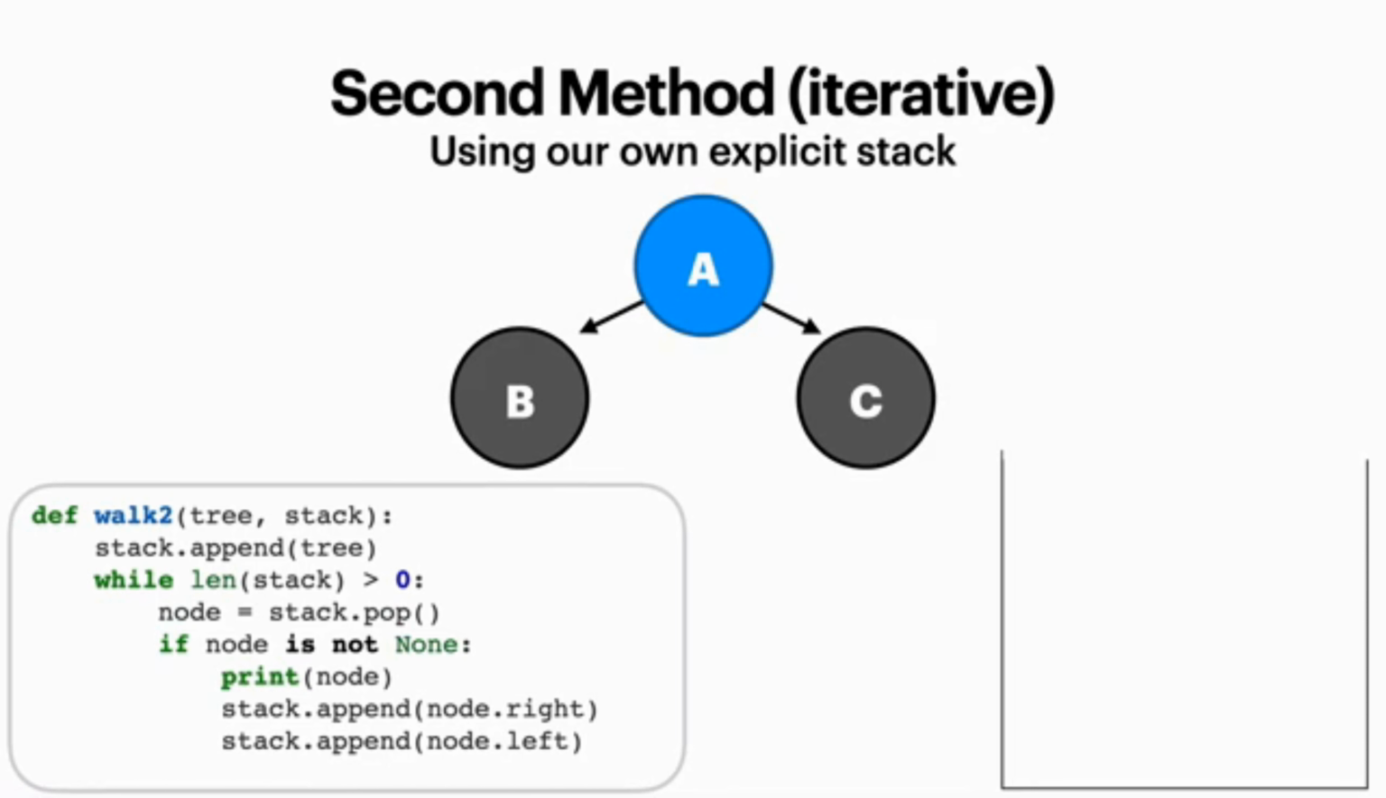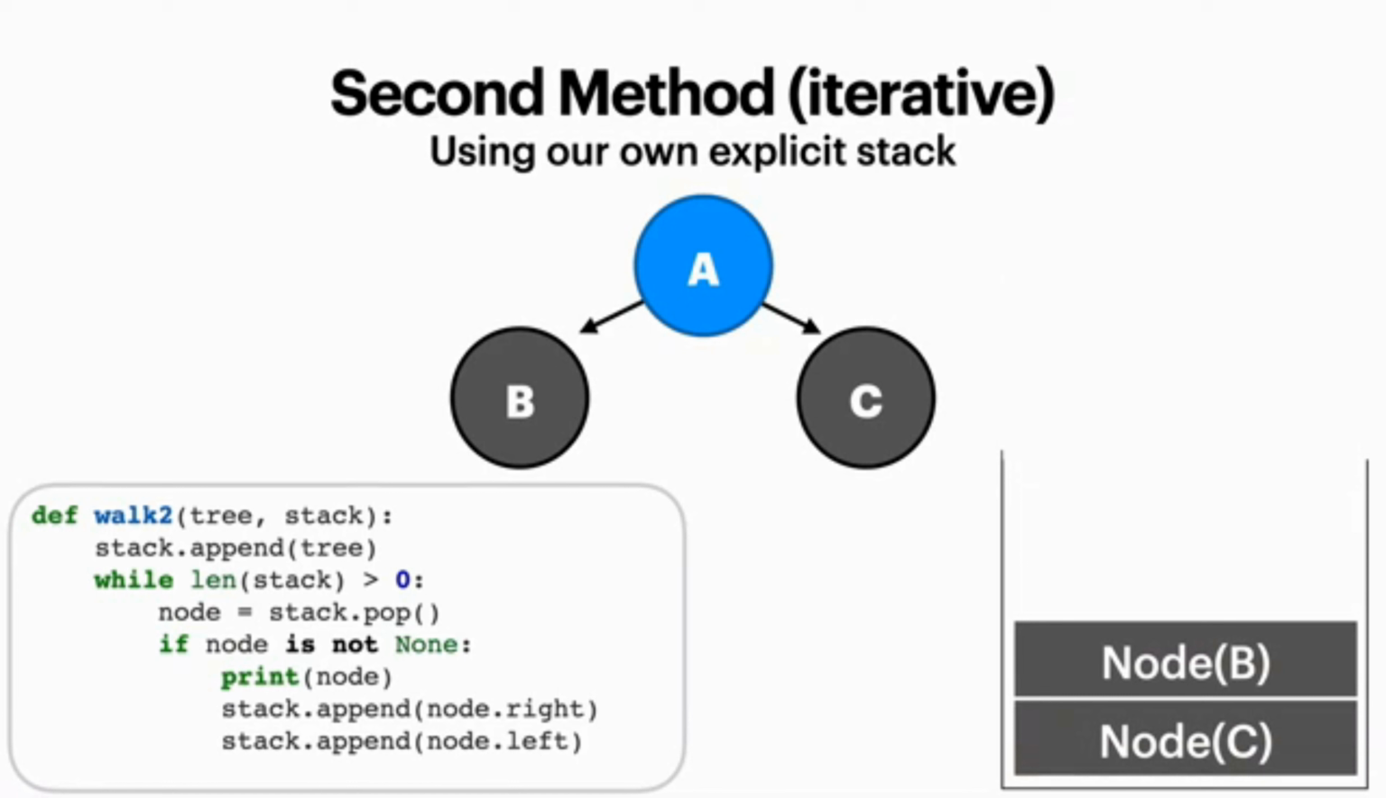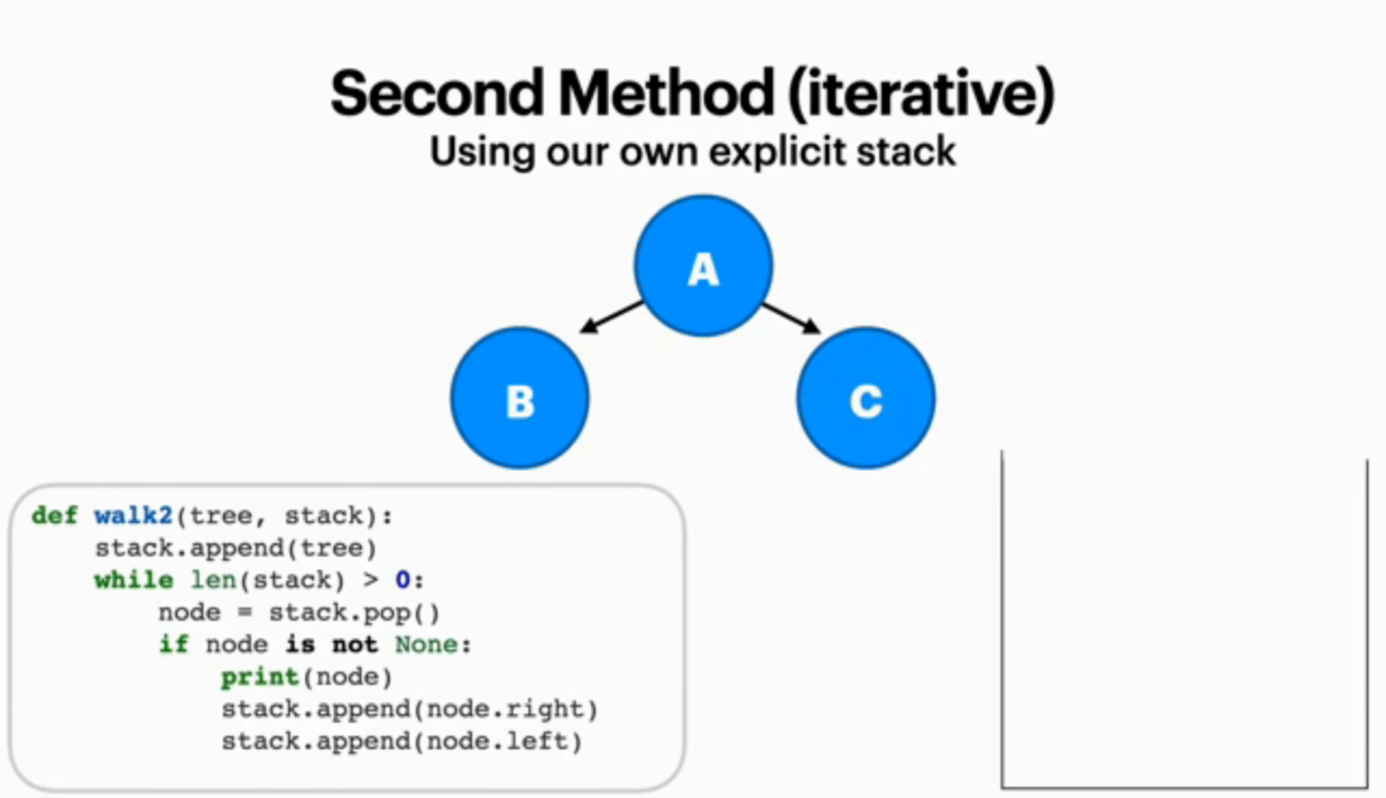Because stacks reverse everything, we have to add them in reverse order. So we're going to add C to the stack, and then we're going to add B to the stack. And now we're at the end of our loop. So it's going to run again, and it's going to pop B off the stack this time. It's going to visit B. B has no children, so the next part isn't going to do anything. Our loop's going to run again now. It's going to pop C off the stack, and now it's going to visit C. And now our stack is empty, and we visited every node in our tree.